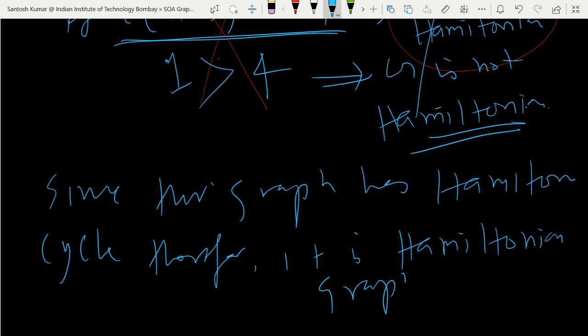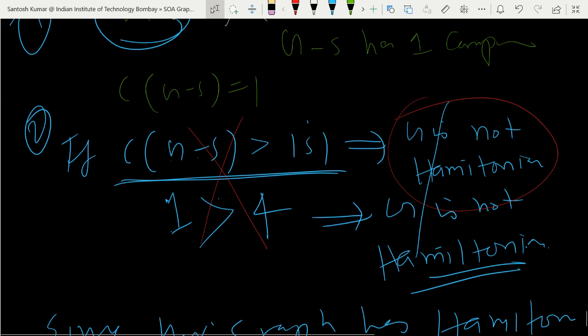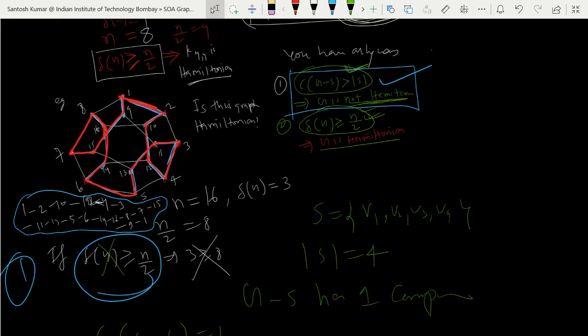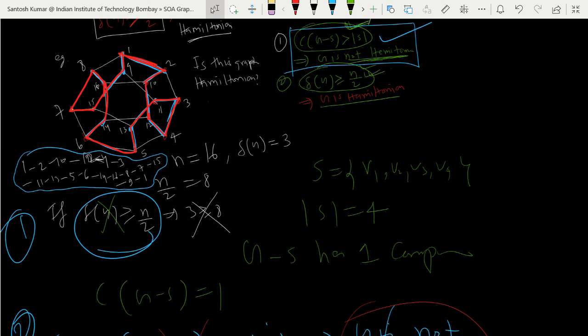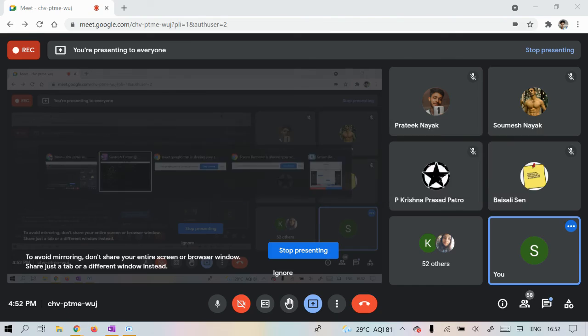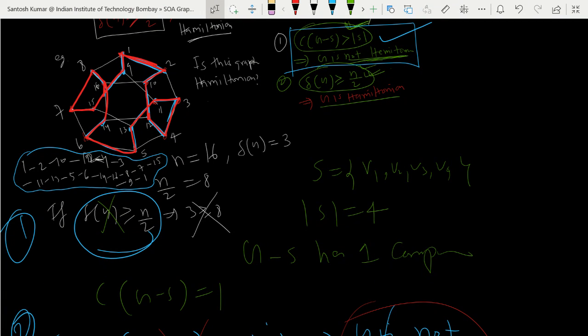So now tell me, do you have any doubt in this question? I tried to use all three results. First, the necessary condition, second, the sufficient condition, and third was just the definition. So the definition worked here. You might think, why don't we start with the definition? You can do that, no problem, you can start with that. Do you have any doubt in this question? Yes or no?